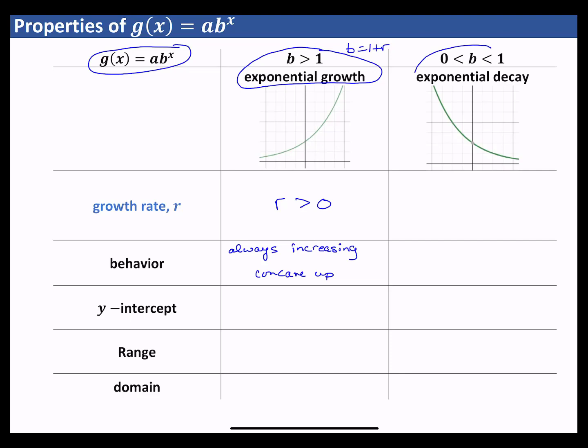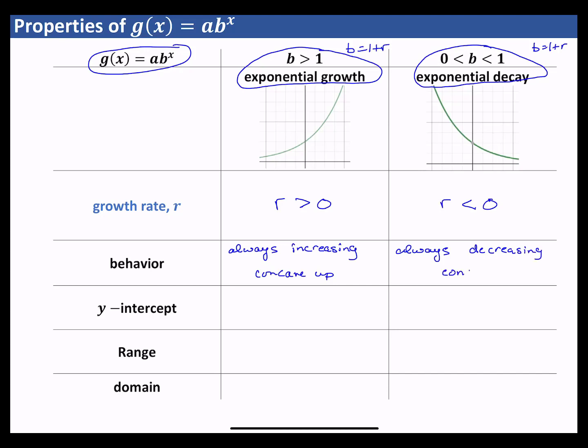Now let's look at when the growth factor b is between 0 and 1. Then the graph exhibits exponential decay. On the previous slide, we saw that because the growth factor b equals 1 plus the growth rate r, when r is negative, the growth factor will be between 0 and 1. So the growth factor b between 0 and 1 with a negative growth rate r indicates that function g will exhibit exponential decay, and the graph will always be decreasing and concave up.